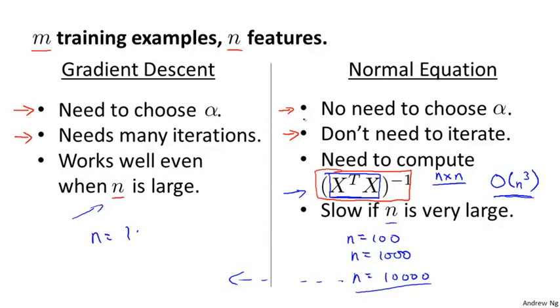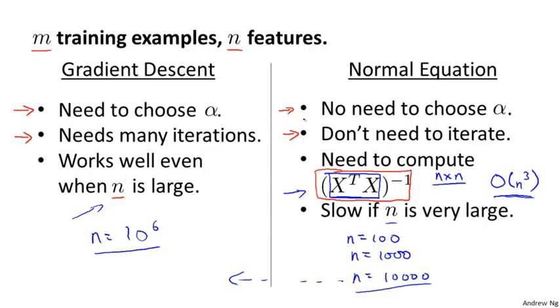So if n equals 10 to the 6, if you have a million features, then inverting a million by million matrix is going to be very expensive, and I would definitely favor gradient descent if you have that many features. So exactly how large your set of features has to be before you convert to gradient descent, I don't know. It's hard to give a strict number, but for me, it's usually around 10,000. But I might start to consider switching over to gradient descent, or maybe to some other algorithms that we'll talk about later in this class.